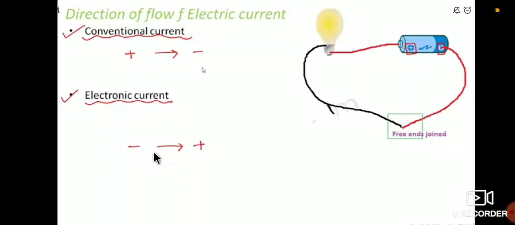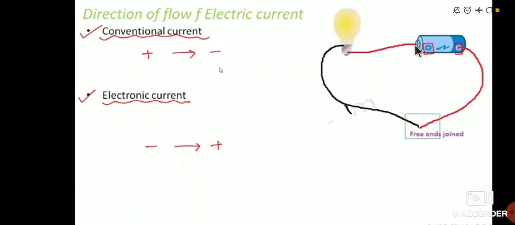We see so many things in our daily life that are electronic current. That means the flow of electric charges takes place from the negative end to the positive end. This is the connection; we always connect like this. This negative end goes to the positive end. That means electrons are carried from here and reach here continuously.